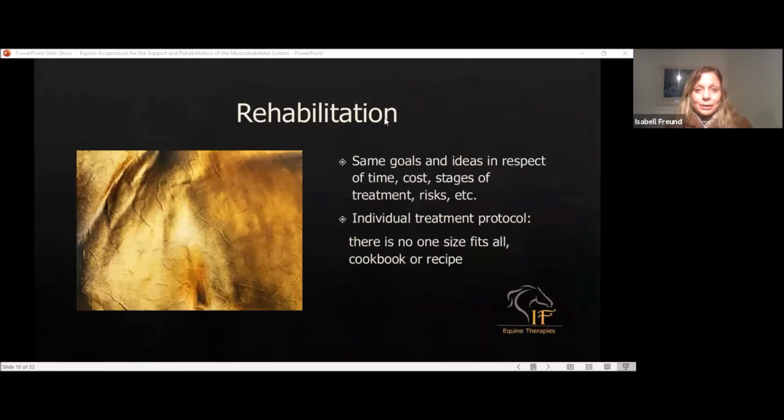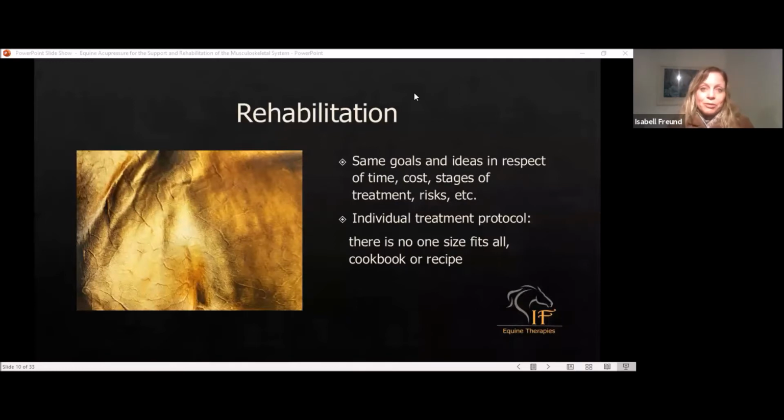It's sometimes hard to accomplish, but it's quite essential to have the same goals and ideas in respect of the rehabilitation process, also in terms of time, cost, the stages of treatment, and any risk, for example, of re-injury. It also requires an individual treatment protocol. We often tend to have a one size fits all, so we'll just do this and this and this. But actually the best results are achieved if we look at the individual particular situation and then work from there, because there is just no cookbook or recipe.